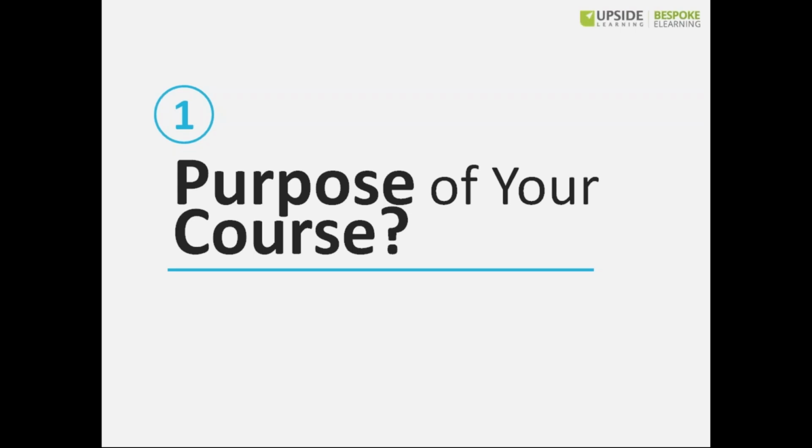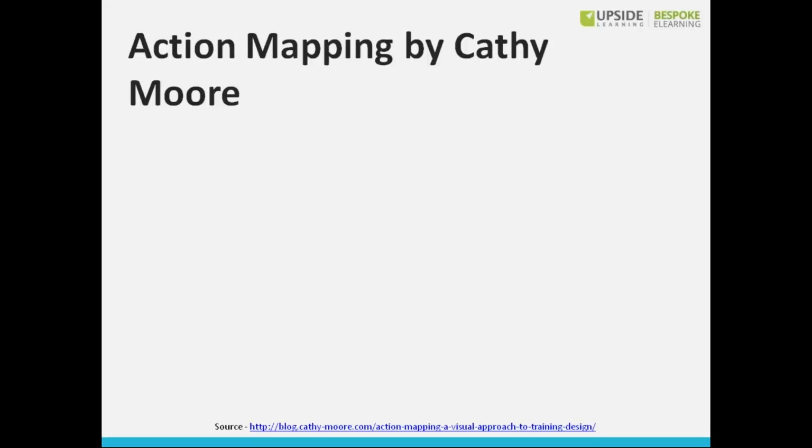And how to go about doing that is really the challenge that we find most times that's faced. And how that can be really resolved is through something that we really love, which is action mapping, which has been given by Kathy Moore. And this is an example that we picked up from her website, and you may want to go to her website and look for even more information about action mapping. But here's how it goes.